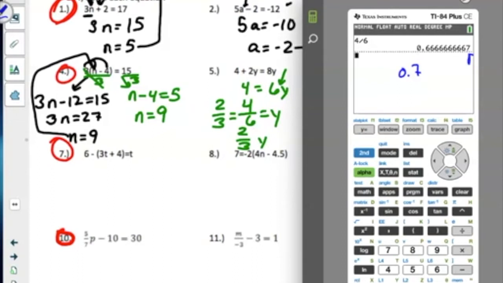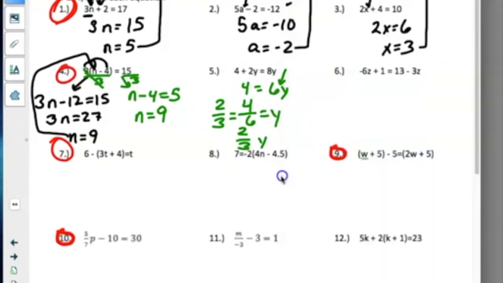And we want you to become friendlier with fractions. So I want you to be thinking fractions are friends, not foes.